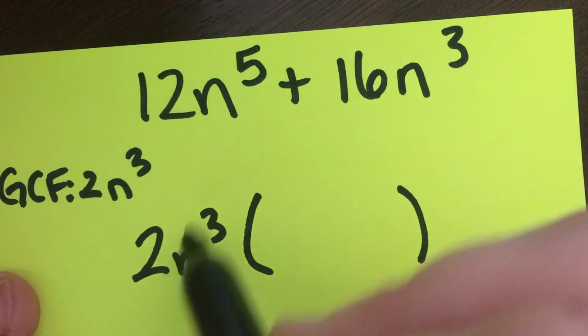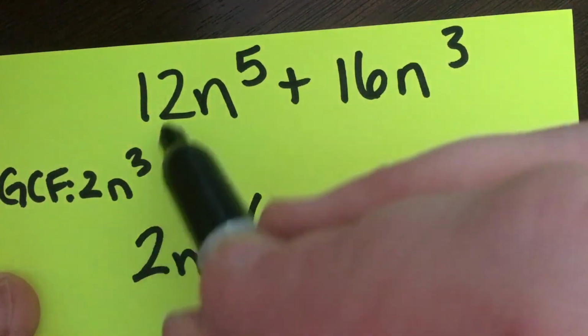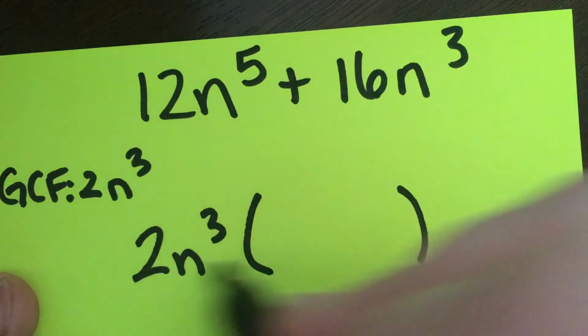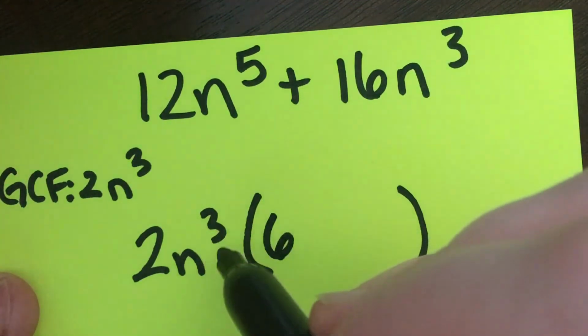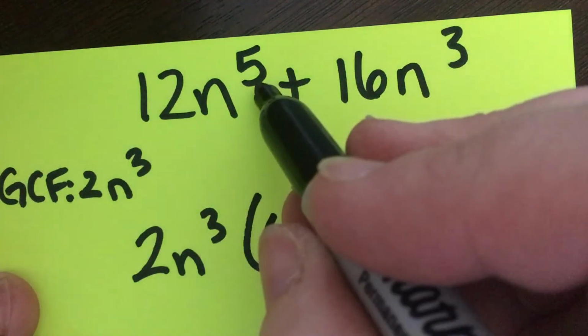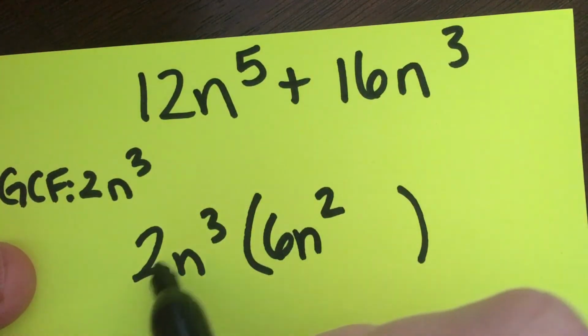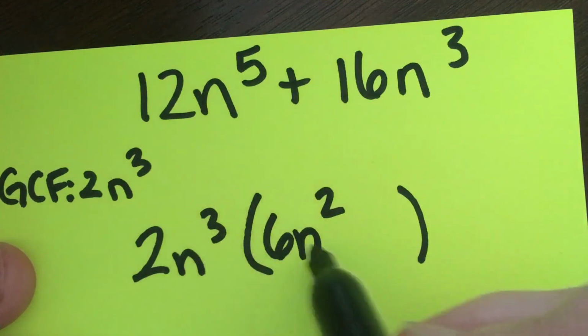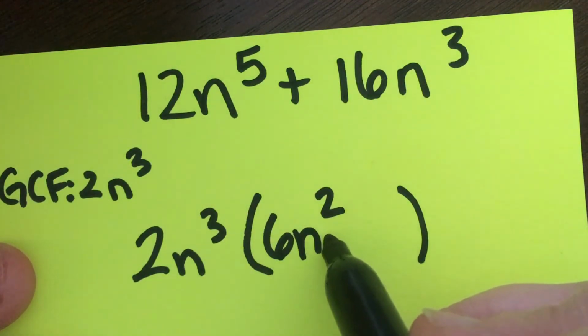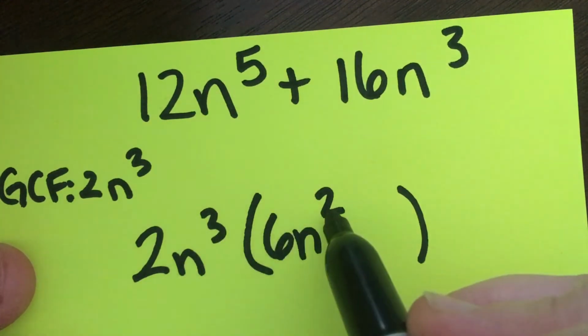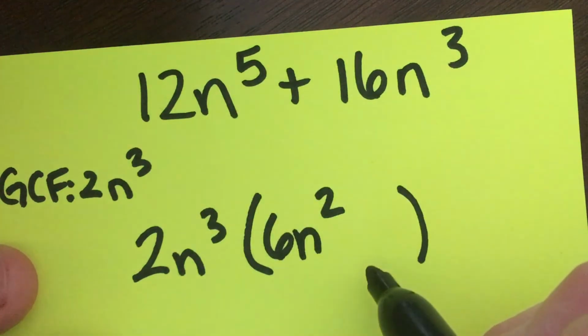And so when I divide or factor out from a 12, with a 2, I leave myself a 6. When I remove 3 n's out of a total of 5 n's, it leaves me n squared. So we could check that real quick. 2 times 6 is 12, n cubed times n squared. This is our exponent rules. You're actually adding those, so that becomes n to the 5th. So we're all set there.